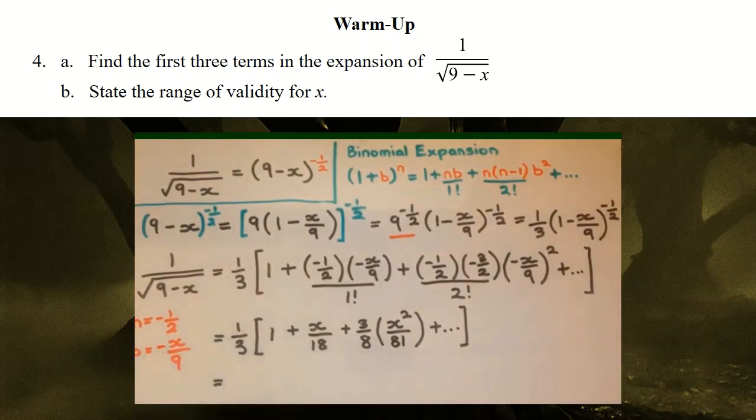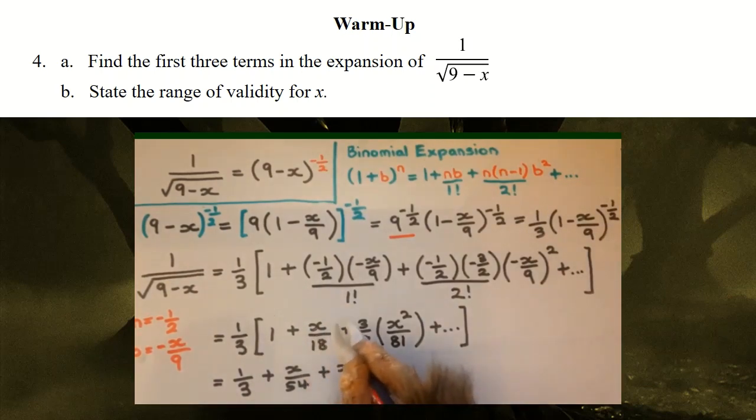Now let's finish this. Let's multiply through by 1/3. So the expansion is going to go 1/3 plus x/18 times 3 is 54, and then the 3's will cancel. There's a 3 in the numerator and there, so I have to multiply the 8 and the 81 in the denominator, and that will give me 648. x squared over 648, plus some other terms. Now that's the final expansion.